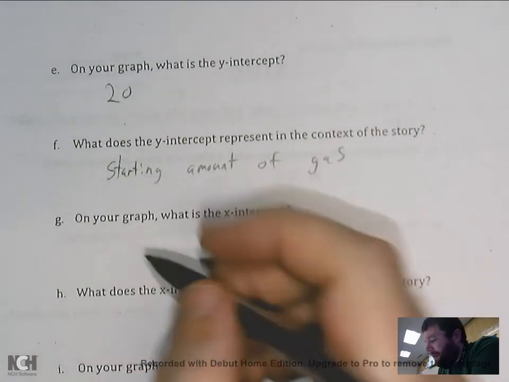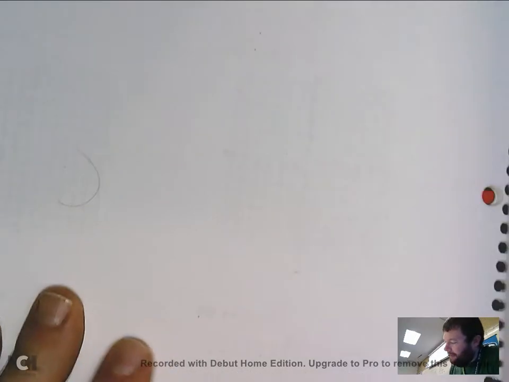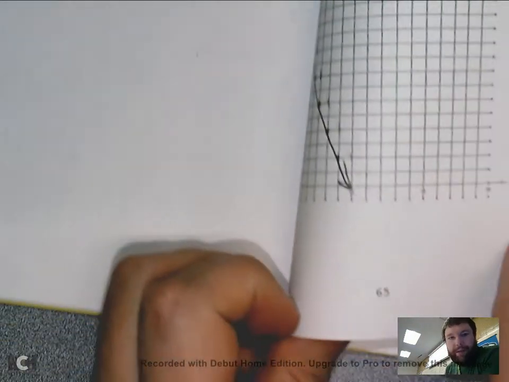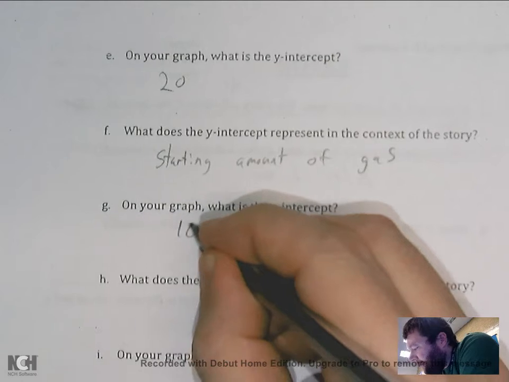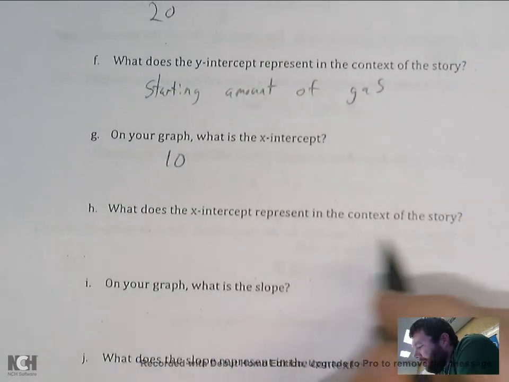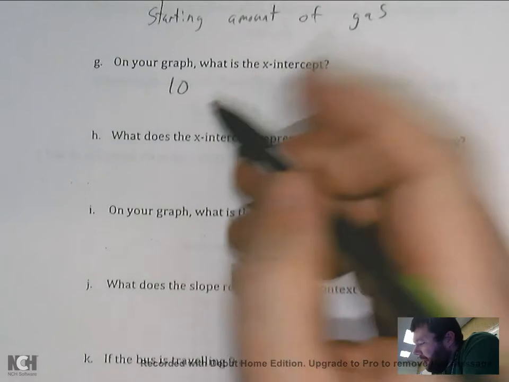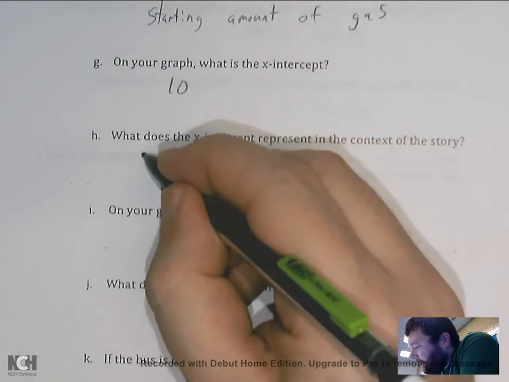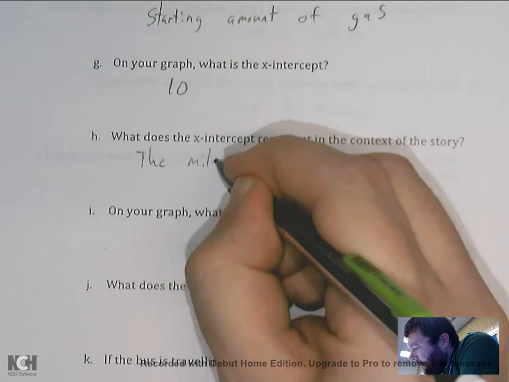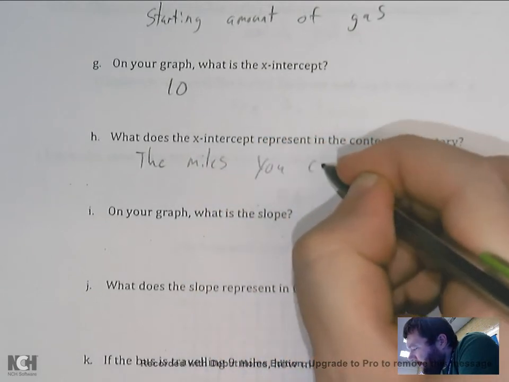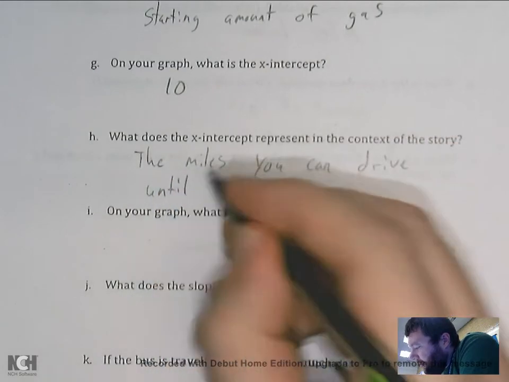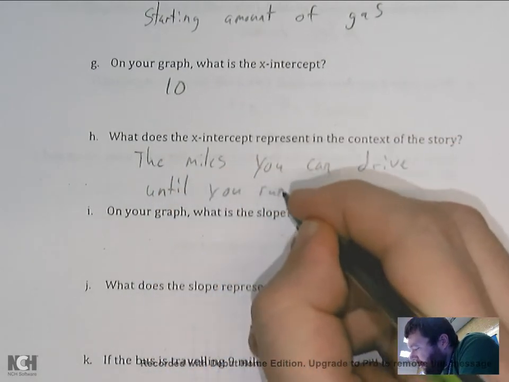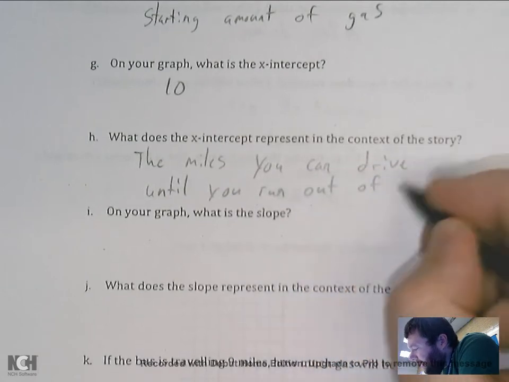On your graph, what is the x-intercept? Well, when I look at my graph, it's intercepting at, and I don't know if you can see it, 10. So it's intercepting at 10 on the x-axis there. What does the x-intercept represent in the context of the story? The miles you can drive until you run out of gas.